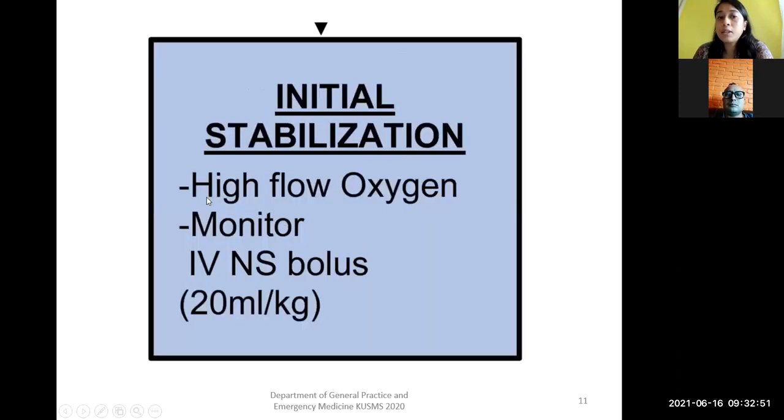After the adrenaline is given, we start oxygenation as needed. We monitor the patient and we start a large bore cannula. The first IV bolus of IV fluid, normal saline, is started at the rate of 20 mL per kg. So if it was a 20 kg child, then we would give 400 mL stat. In the case of adults, it's 500 to 1000 mL of fluid stat right away.